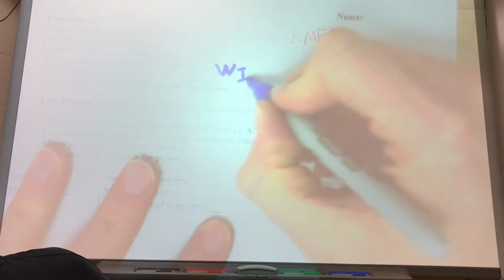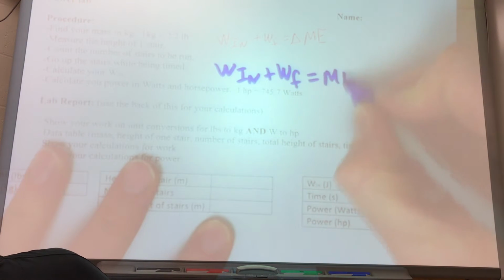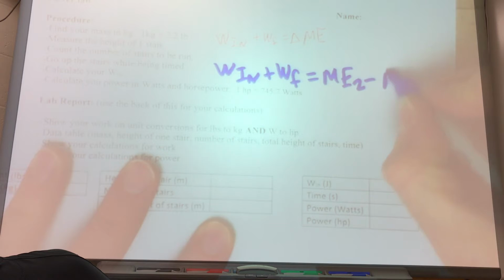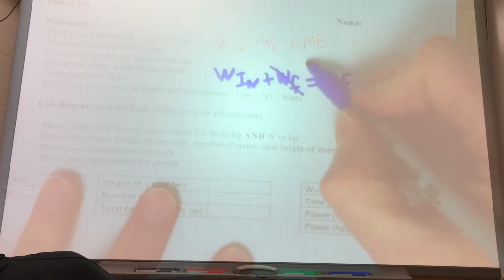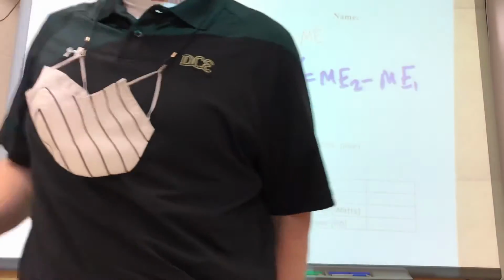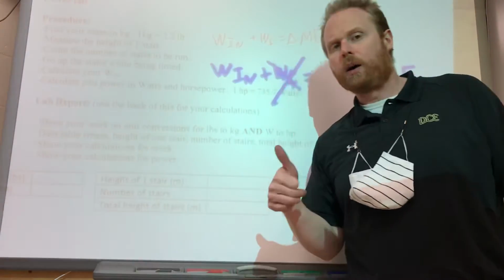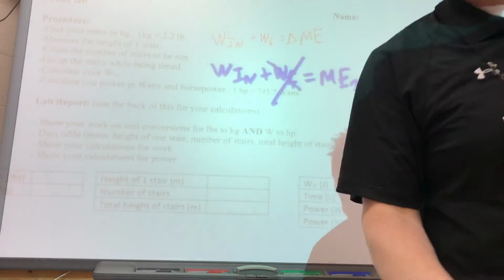So to break that down a little bit further, work in plus the work done by friction is equal to ME2 minus ME1. Now we are going to say that the amount of friction is pretty negligible, because when we're talking about friction in this situation, how much friction was holding you back from going up? So hopefully very, very little.